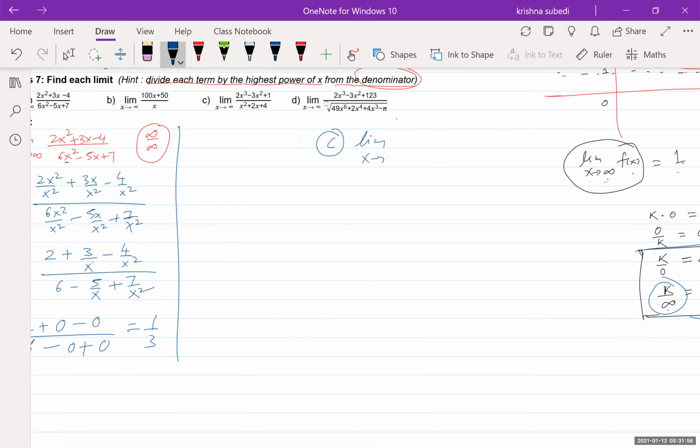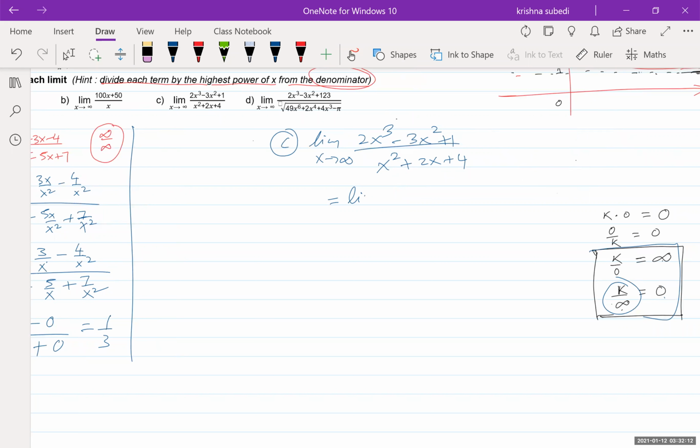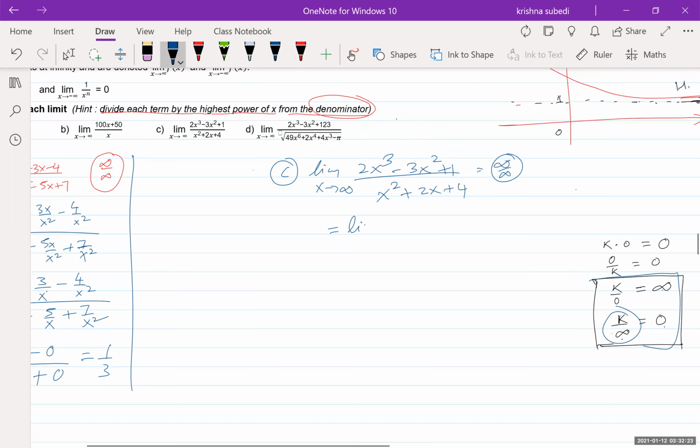Limit as x tends to infinity of (2x cubed minus 3x squared plus 1) divided by (x squared plus 2x plus 4). Now, if you plug in the value directly, notice that you're going to get infinity over infinity. So that means we have to do some algebra. And the algebra, this is the strategy, the technique that we'll be using: we divide everything by the highest power in the denominator.